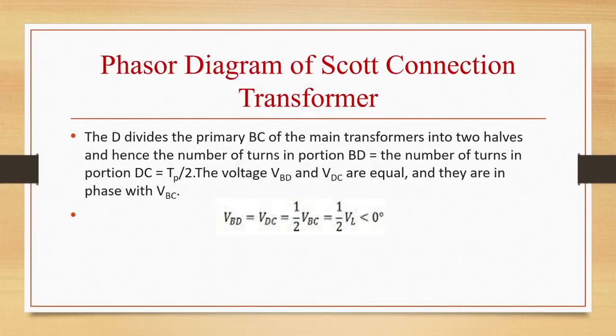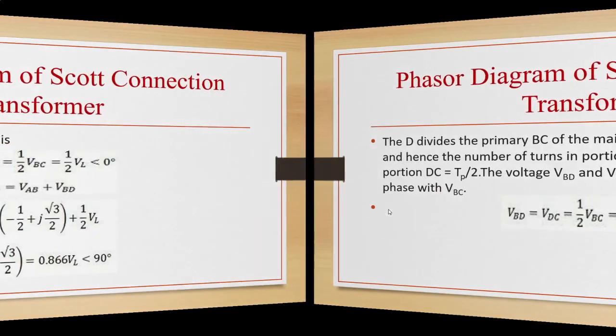So D divides the primary BC of the main transformer into two halves and hence the number of turns in portion BD is equal to the number of turns in portion DC, that is TP by 2. So BD plus DC is giving us BC and each portion is now equal to half of TP. Voltages VBD and VDC are equal and they are in phase with VBC. So now VBD and VDC are half of VBC, that is half of VL, because we are taking this as line voltage VL.